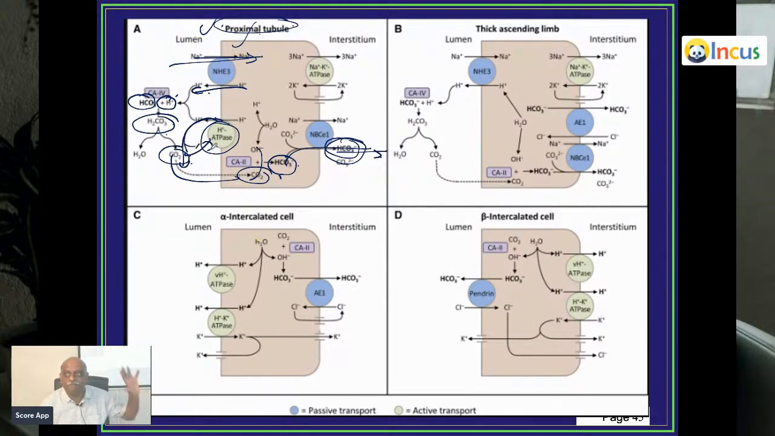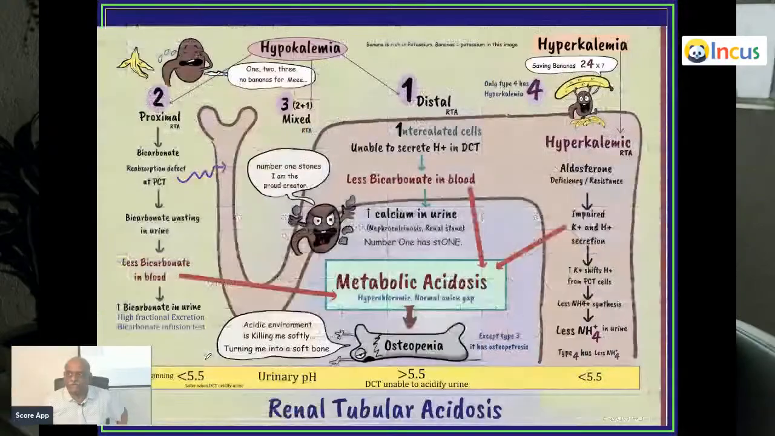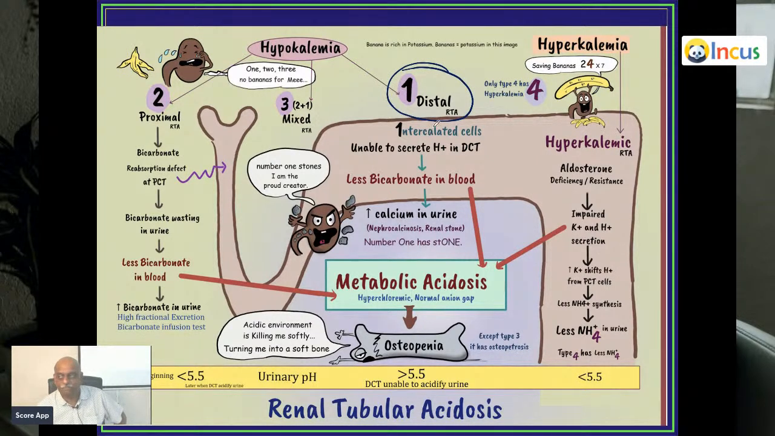But H plus secretion is not the main function of the proximal tubule. Its main function is bicarbonate reabsorption. Whereas if you take the alpha intercalated cell in the distal convoluted tubule, in the collecting duct, H plus moves out, K plus moves in, and in turn once more the K plus moves back. And this H plus secretion is one of the main mechanisms by which the alpha intercalated cell of the collecting duct basically helps to get rid of the acid from the body. So this explains the whole story of renal tubular acidosis. Once there is distal renal tubular acidosis, intercalated cells are unable to secrete the H plus. That's the reason all H plus comes and stays in the blood.